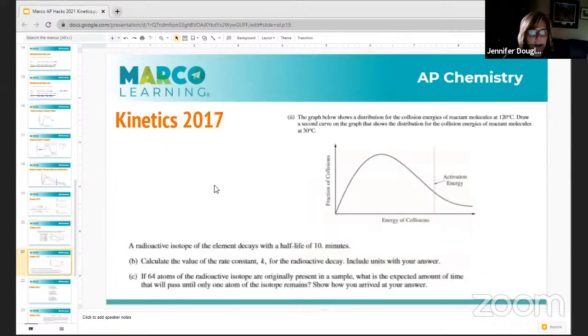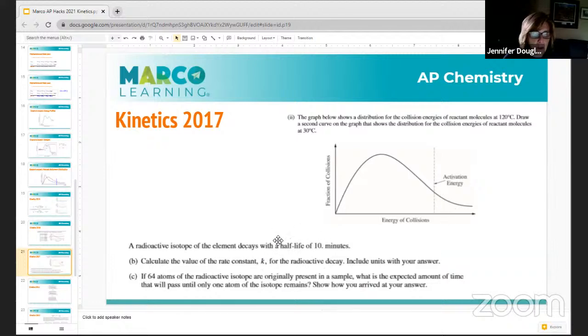All right, here we go, 2017. There's the Maxwell-Boltzmann distribution plot. And look what they want you to do. They want you to sketch in a second curve that shows the distribution at 30 degrees. And this one's 120. So now you know what to do. You need to make it a little bit higher and bring it down here, and make sure that you're bringing your line down underneath the line of the one that's at 120. So you're showing that there's fewer molecules that have that activation energy under the curve.